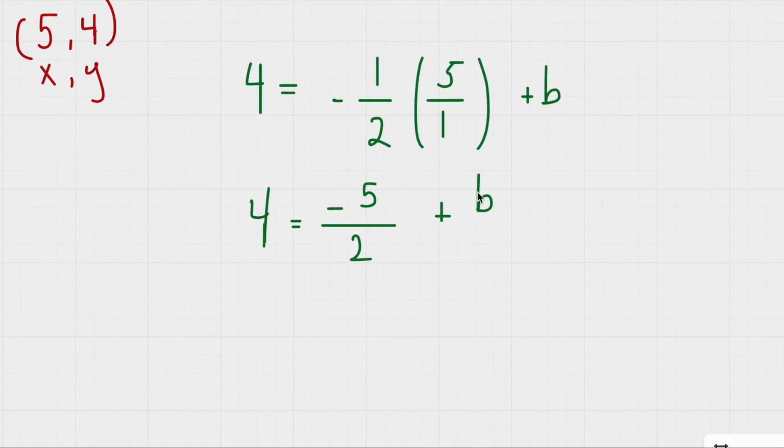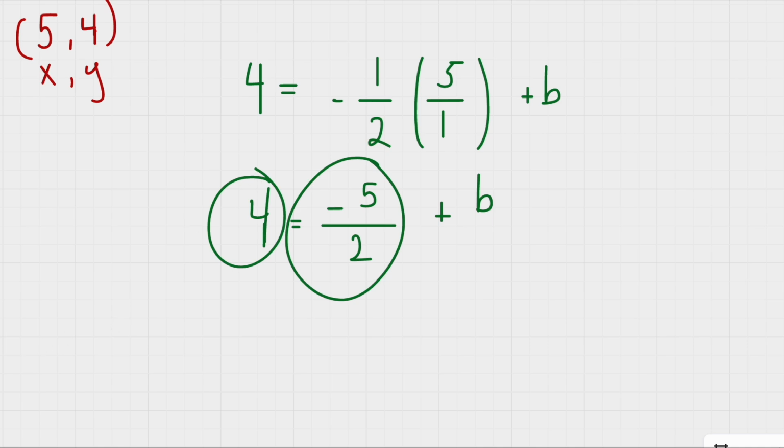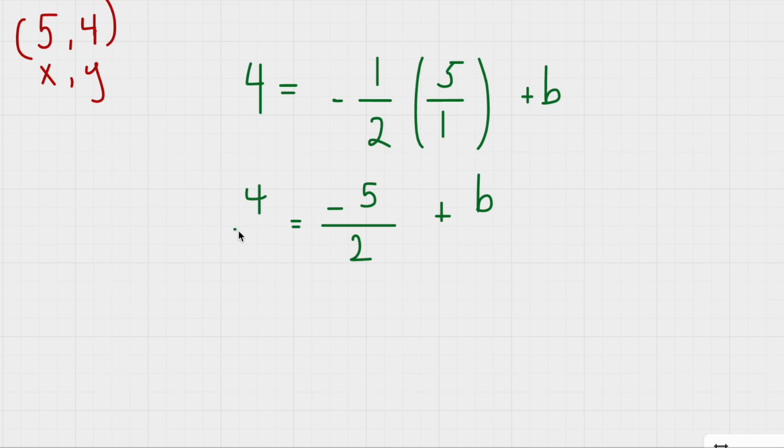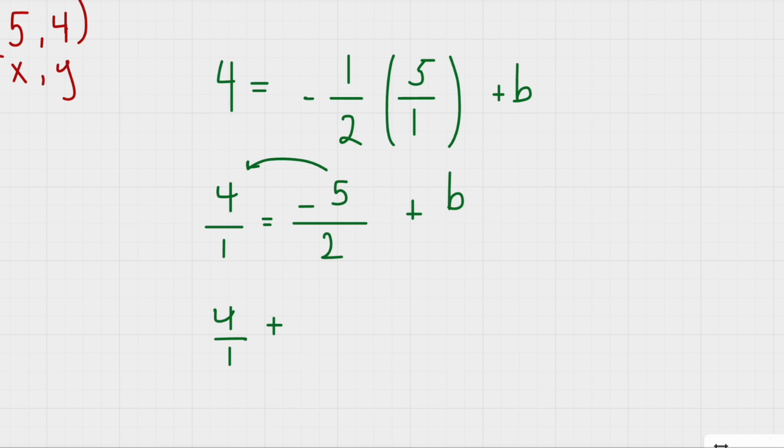Now we have to solve for b. Because this is a fraction, but this is not, we will need to add and subtract them. So I'm going to make the 4, again, a whole number, shown with that invisible 1 underneath. And let's move this to the other side so we can add it. Because this is a negative fraction, when we move numbers to the other side of an equal sign, we do the opposite operation. Because this is negative, which indicates subtraction, you're going to make it a positive, so it becomes 4 over 1 plus 5 over 2.